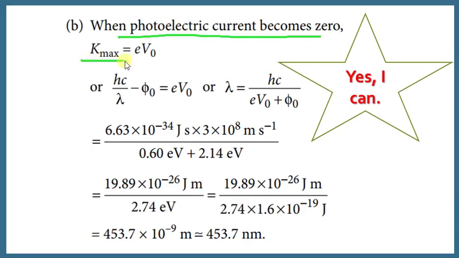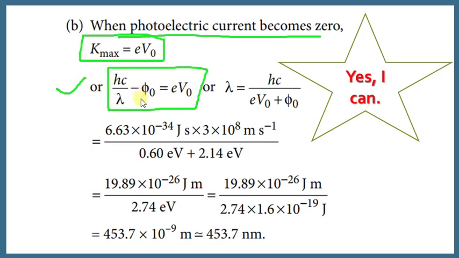It means the maximum kinetic energy would be e into V naught. The relation is also given as hc by lambda minus the work function equal to the maximum kinetic energy. The variable here is lambda. So lambda would be hc upon e V naught plus phi naught. Each and every value is given in the numerical itself. You just substitute and you will get the wavelength as 453.7 nanometer.